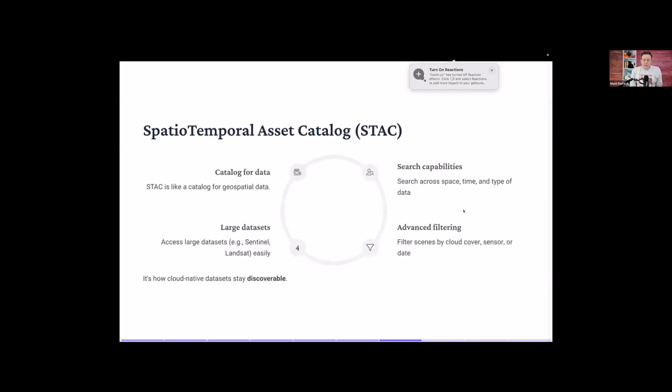STAC, or a Spatio-Temporal Asset Catalog, is basically a cataloging system to understand and access that. So it gives you a catalog to look through the data, search it, do filtering, and there are even things like filtering scenes by the percentage of cloud cover or the actual sensor type that the data is being collected with. So you can filter by these different parameters with STAC.